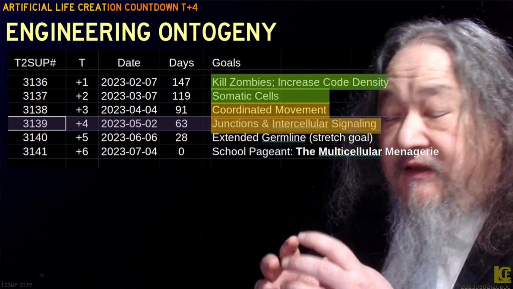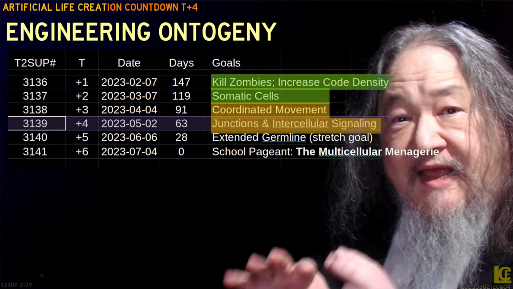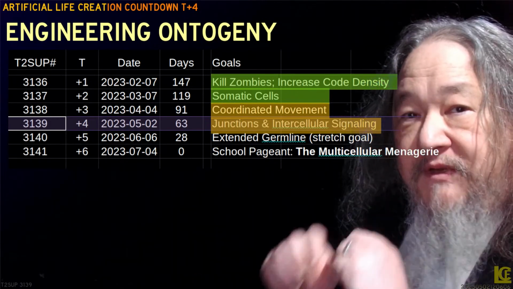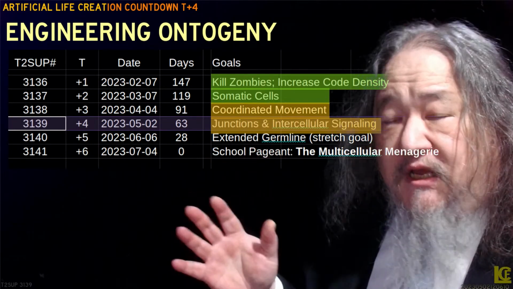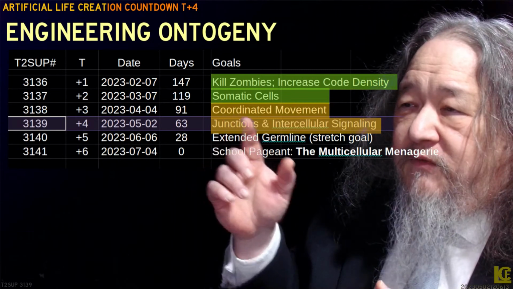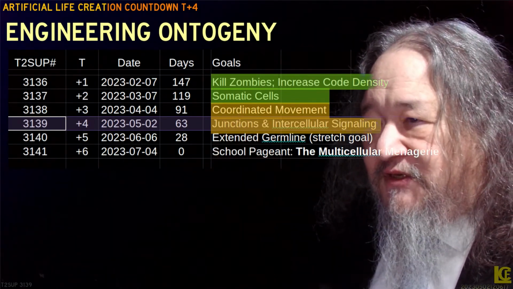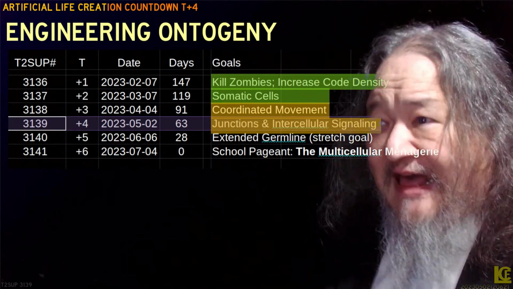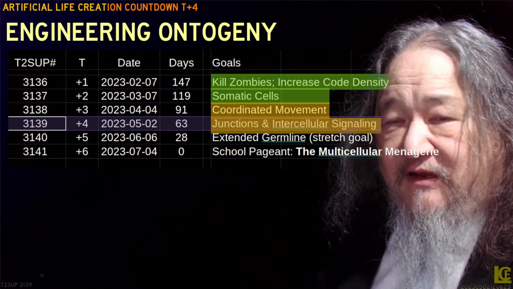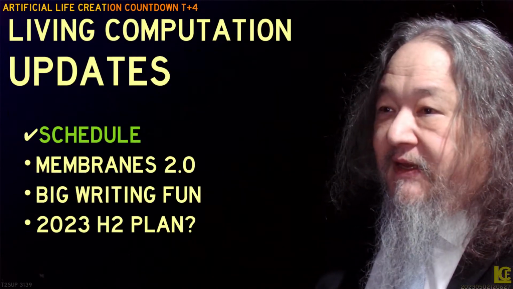In fact, I've stuck a few extra instructions in and moved them around, and that has not been a problem. The existing machinery, the loader and all that stuff, takes care of it, and it's good. Coordinated movement, well, you saw it's hard there. And junctions and intercellular signal were supposed to be the topic for this month, and in fact, that is where I ended up going, and we'll talk about it right now, I guess.